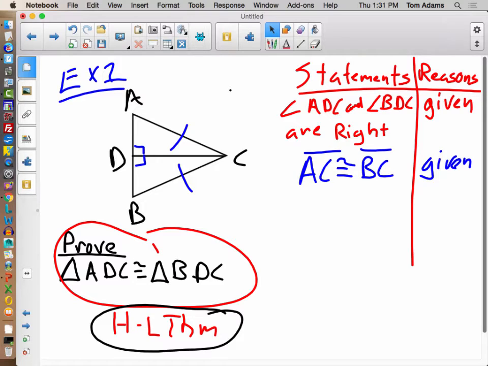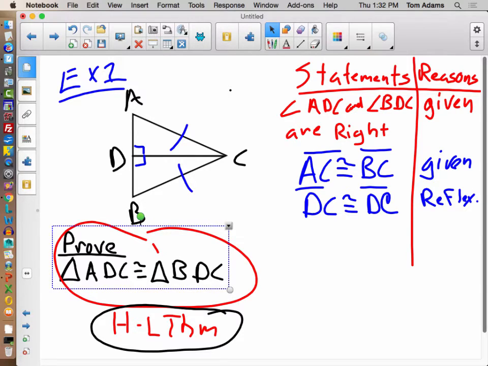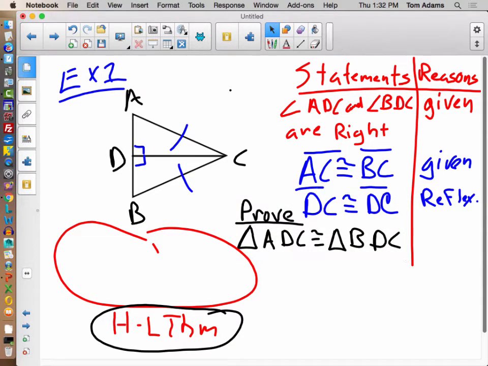DC is congruent to DC. Yeah, there you go. And what property is that? Does anybody here know? Reflexive. Good. So that's the reflexive property. And so since that's the reflexive property, what we found is that these two triangles are congruent based on this information. So I could just move this over here. And this was based on the hypotenuse leg theorem.